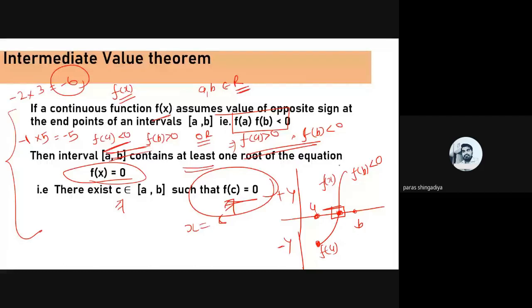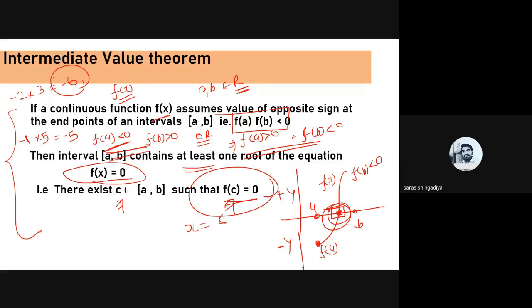You predict one interval a and b where f of a is negative and f of b is positive. So where the graph intersects the x-axis, this is our required answer. This point will be our required answer. We have to derive this by using methods such as the bisection method, the false position method, and the NR method. So is it clear to everyone?